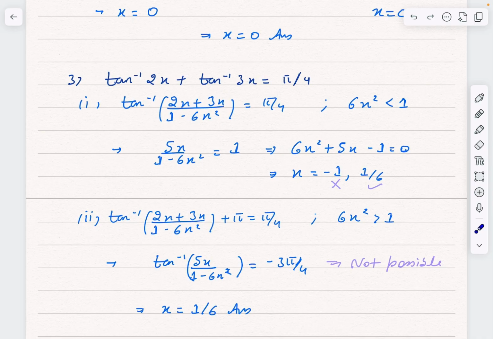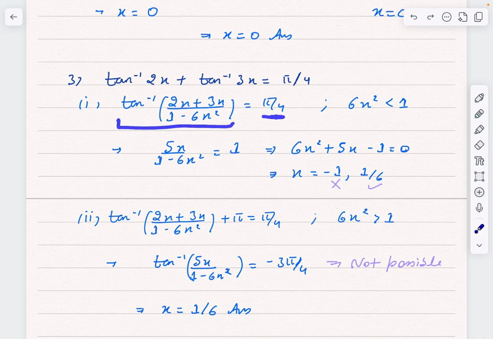So now we use the formula tan inverse of (2x plus 3x) over (1 minus 6x square). You see, the denominator should not be negative if you want to use the regular formula. So I make a case here: 6x square is less than 1. So we can just use the normal formula then.